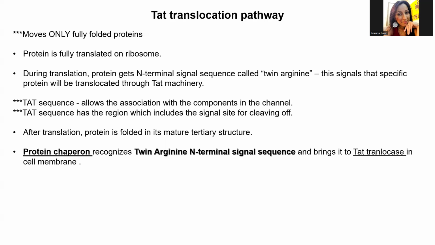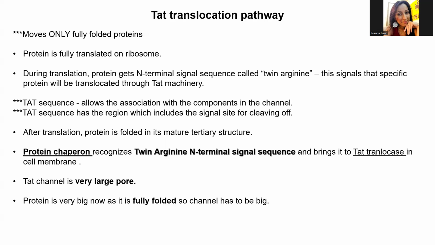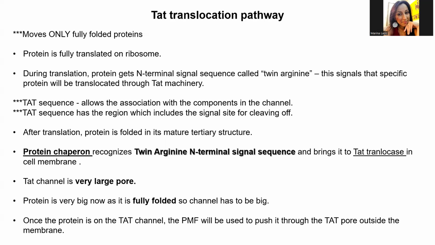So the TAT translocase is in the membrane, and this TAT channel translocase is a very large pore because proteins are fully folded, so they have to be exported. So the channel has to be large. That's all. So once the protein is at the TAT channel, this time there will be only proton motive force that will be used to push it through the pore. So again, a completely different system.